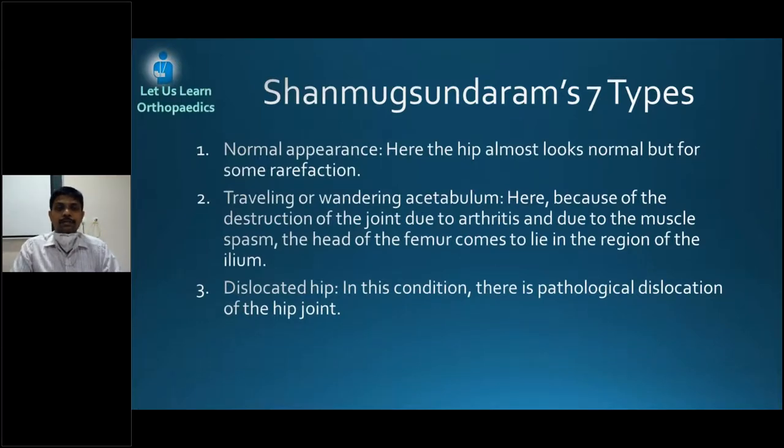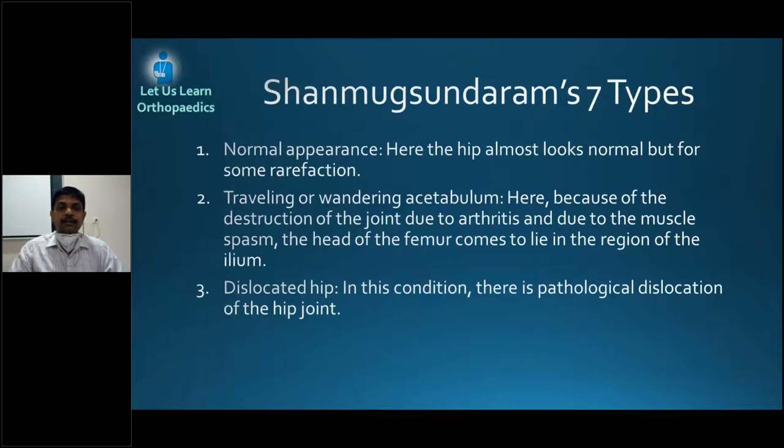One is normal appearance. Here the hip almost looks normal, but for some rarefaction because of osteoporosis and osteolysis. There will be some rarefaction in the X-rays, but the congruity of the hip is intact, the femoral head looks intact, and the acetabulum looks intact. That is normal appearance. Only the bone densities are decreased. That is type 1.